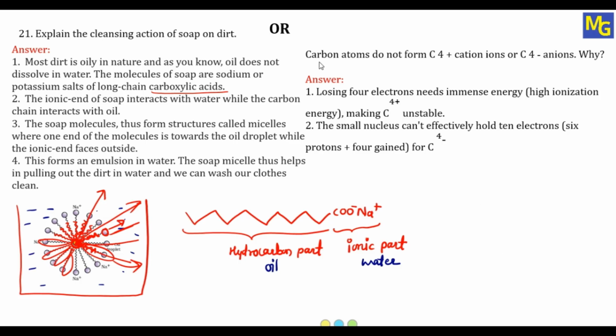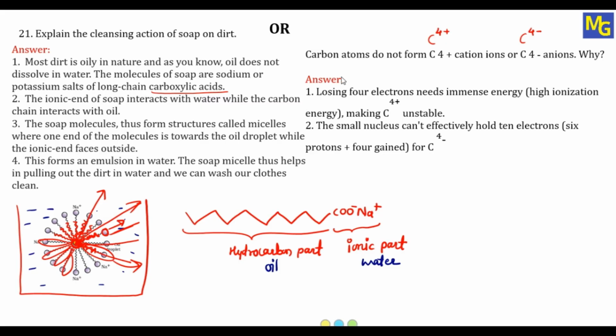Now we will see the OR option from this question, and the question is: carbon atoms do not form C4+ cation or C4- anions. Why? First let me write this C4+ and C4- correctly. So this C4+ we have to write like this, with 4 plus on the head of the carbon. Even this C4- should be like this. So the question is, carbon atoms do not form C4+ as well as C4-. Why? We have to answer.